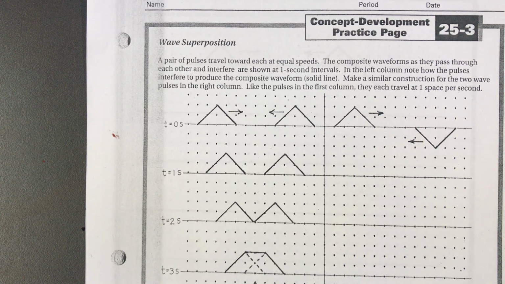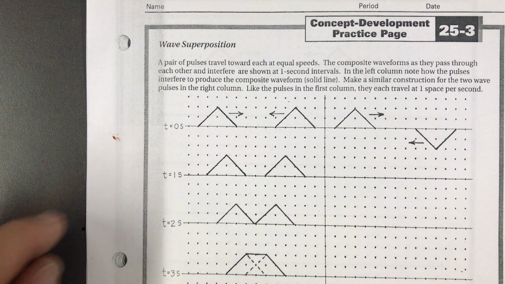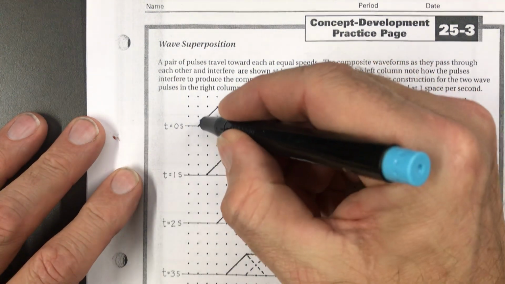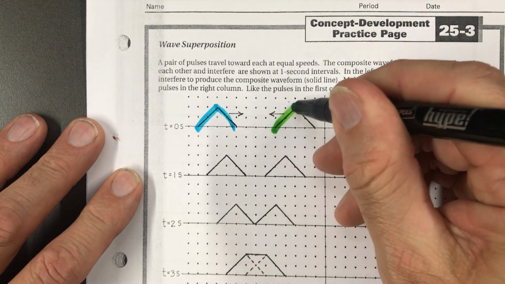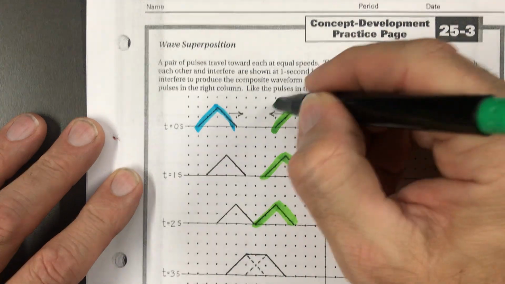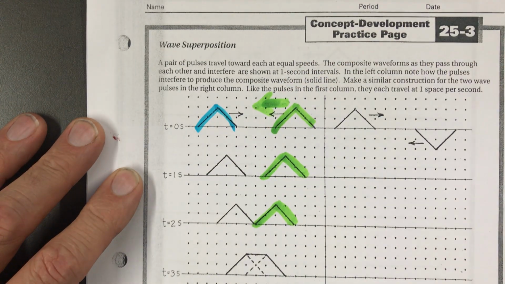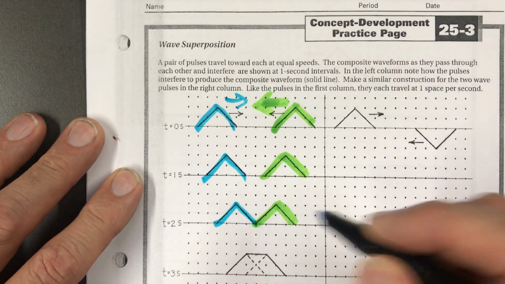In this lesson, I'm going to show you how two waves interact with one another and interfere with one another constructively and destructively, and what the pattern looks like in real time. So what I'm going to do is color code these waves. Let's make this wave blue, and this wave here green. So you see that the green wave moves to the left, and the blue wave moves to the right, like that.